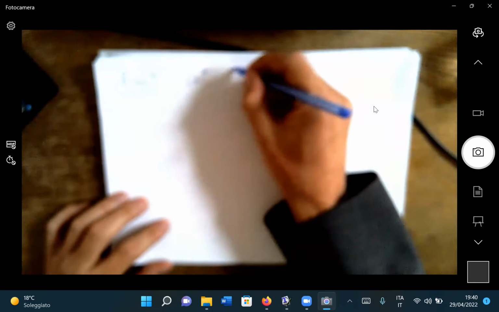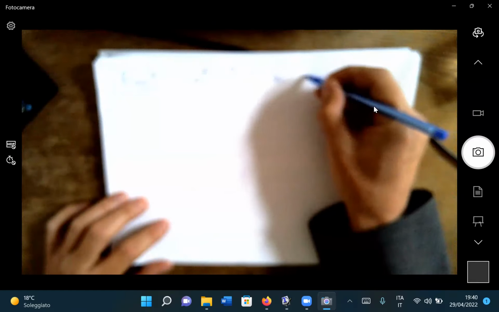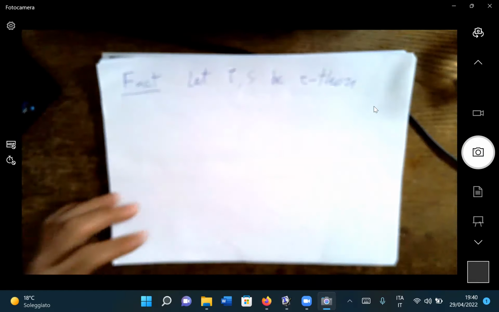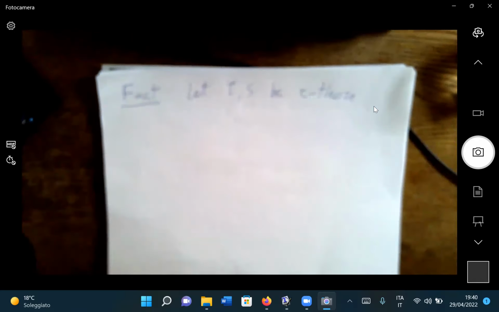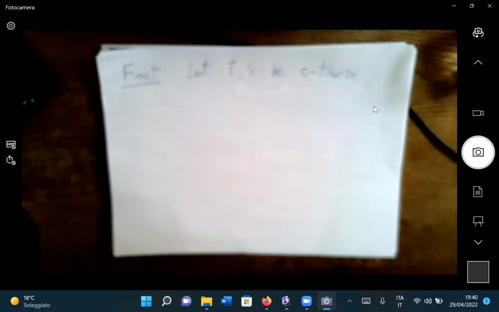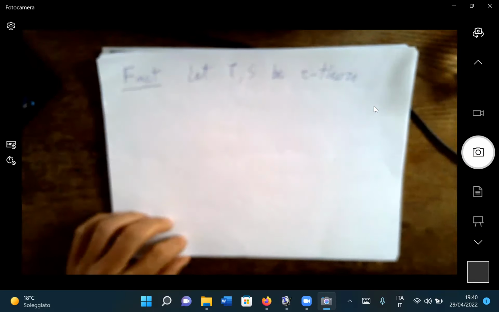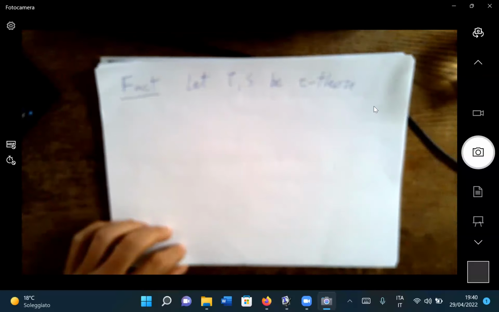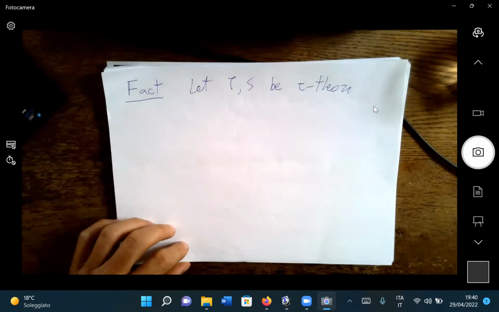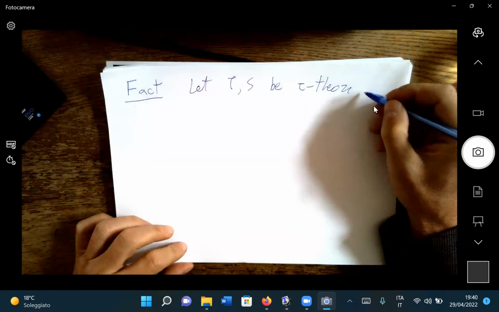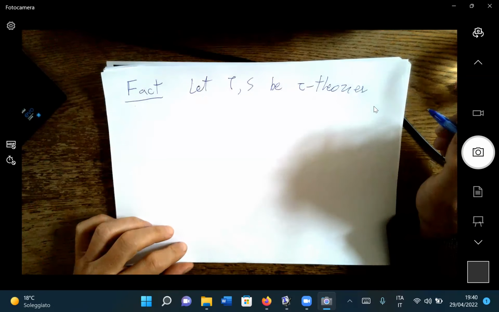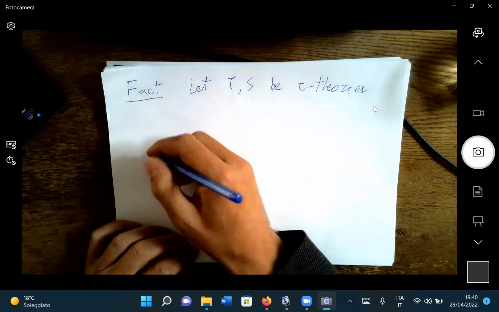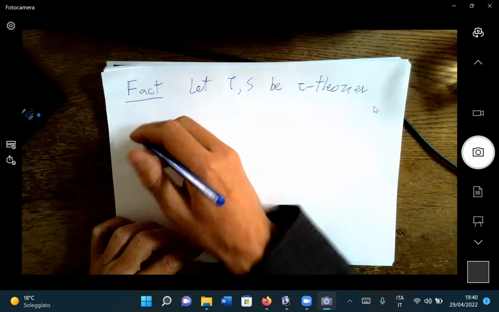So let me start with the following basic fact. Let S, T be tau theories. Oh, that's terrible. I don't understand why. Let's see. It's okay. Maybe it just needed some letters to focus on. It seems to be clearing up. Okay. The problem is when I'm moving. So the problem is when I move. It seems that it shifts the focus.